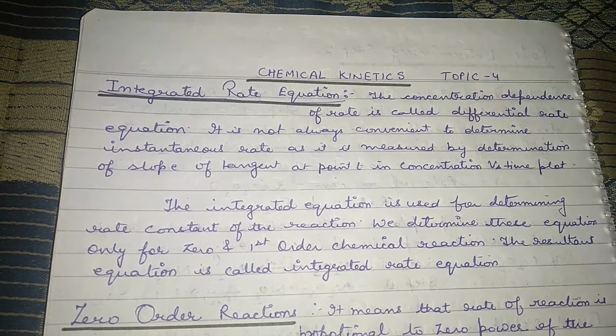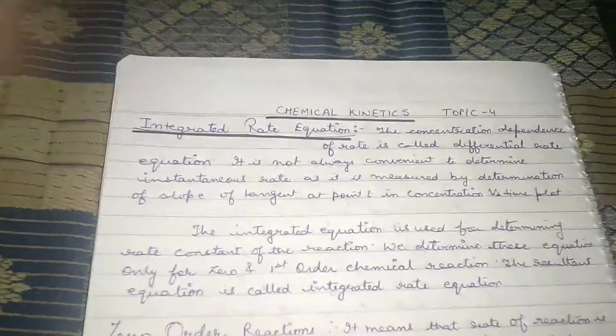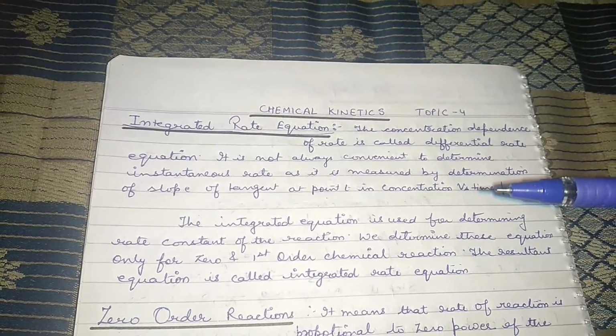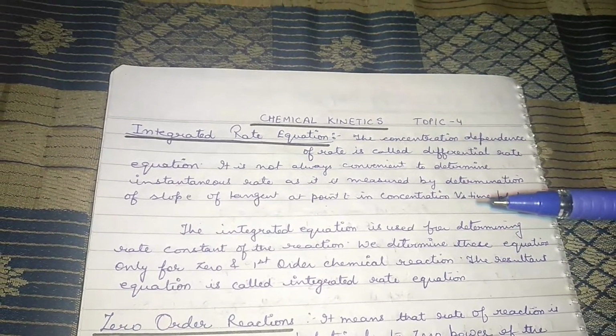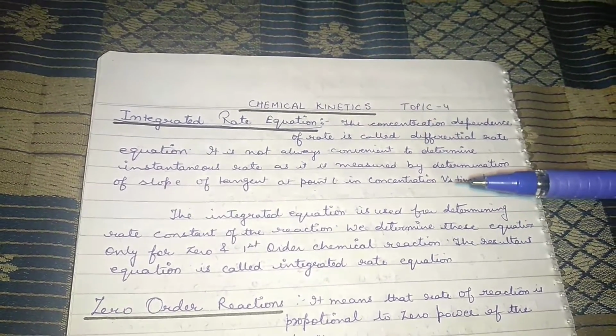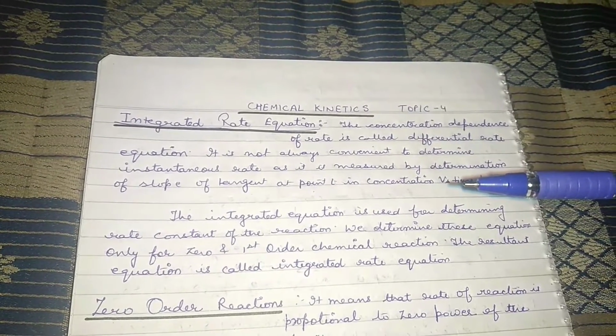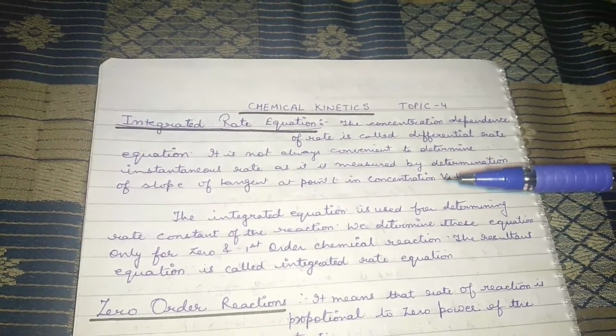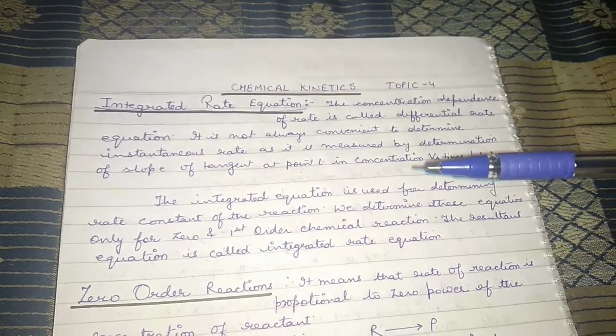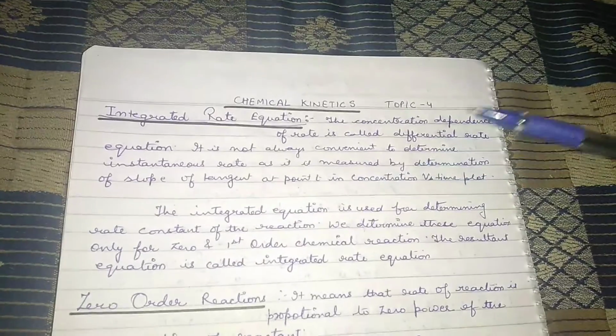So this is topic 4 of chemical kinetics. Today we are going to start with the topic integrated rate equation. Before this I have discussed the order of reaction, molecularity of the reaction, rate expression, unit of rate constants, various pseudo unimolecular reactions, and zero order, first order, second order reactions. All right, so let's start with the topic integrated rate equation.